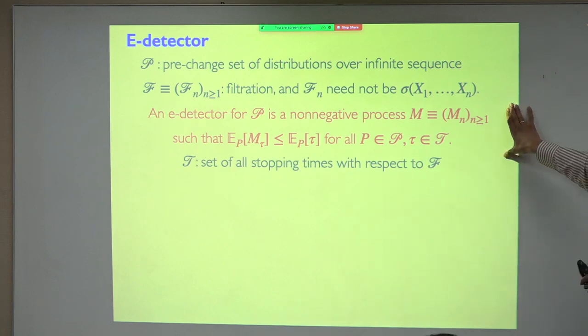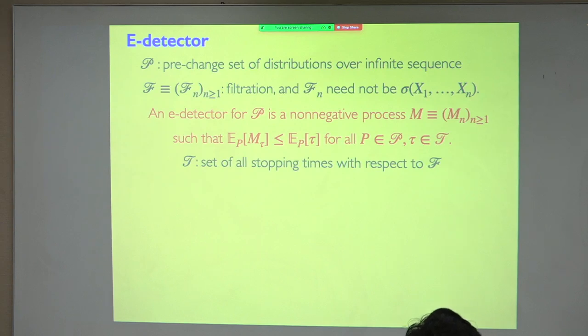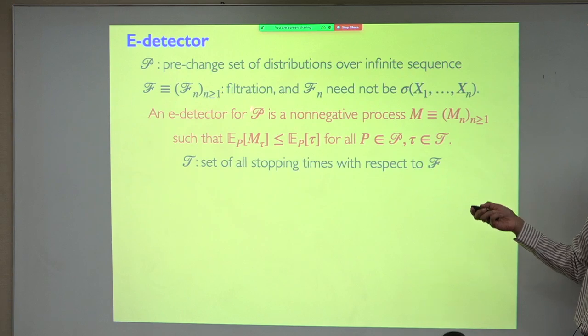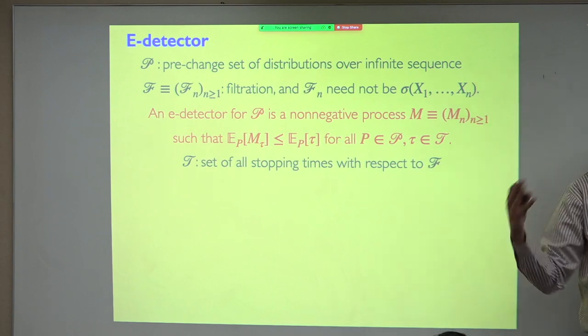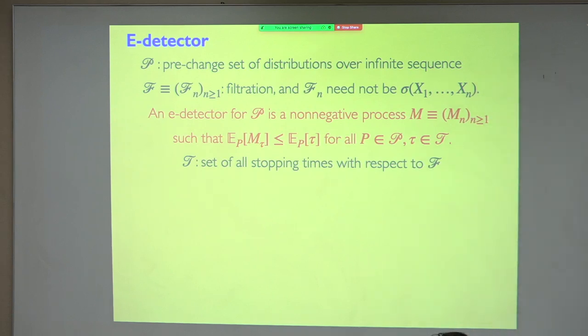So what is an e-detector? An e-detector for script P is a non-negative process M such that the expected value of M_tau is less than or equal to the expected value of tau, and that should hold for any distribution P in my class script P and for any stopping time tau. Any stopping time tau with respect to this filtration, but if you take the default filtration, then it's just any stopping time tau.